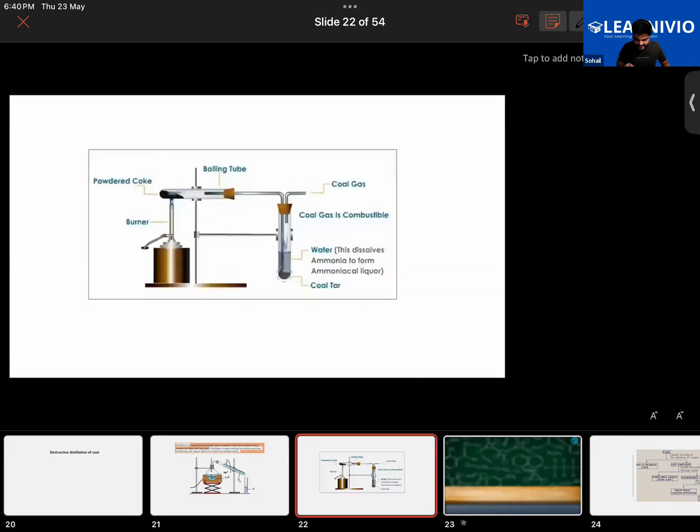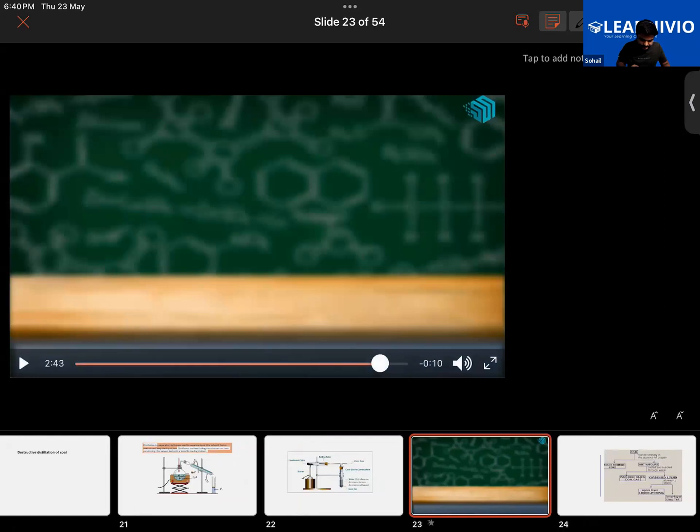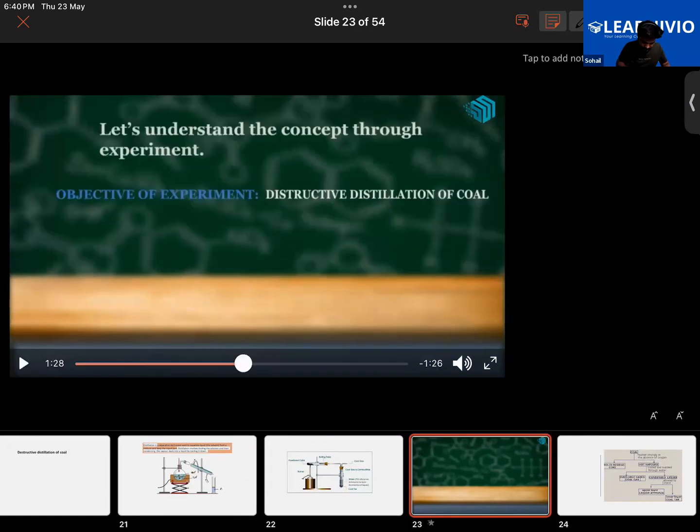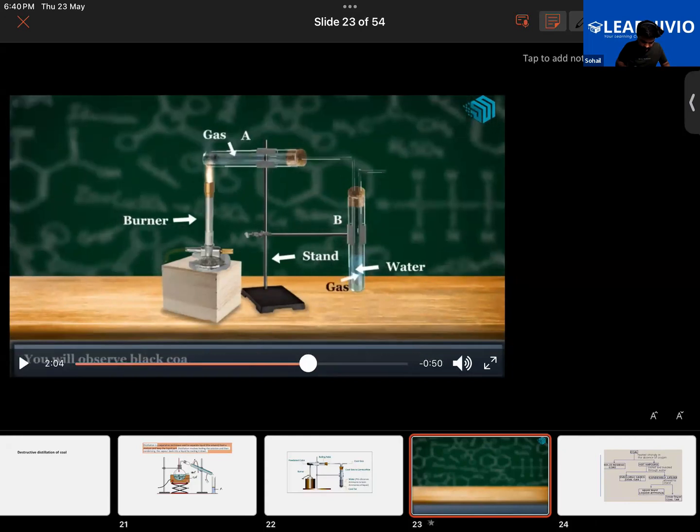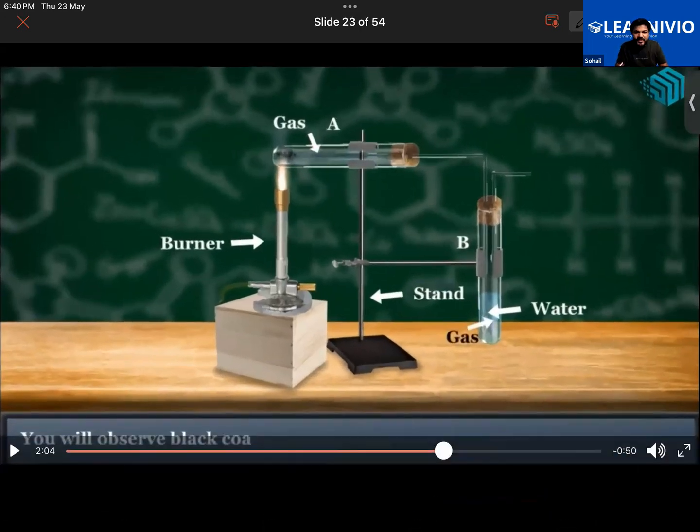Now, in this destructive distillation of coal, what is happening over here? We have taken some sample of coal. You can take any type of coal, whether anthracite, peat, or lignite, no matter. You will place it in test tube A, and you can notice that with the help of a wooden cork we have closed this and fitted another glass tube inside, so that whatever gas comes, it will come out of this.